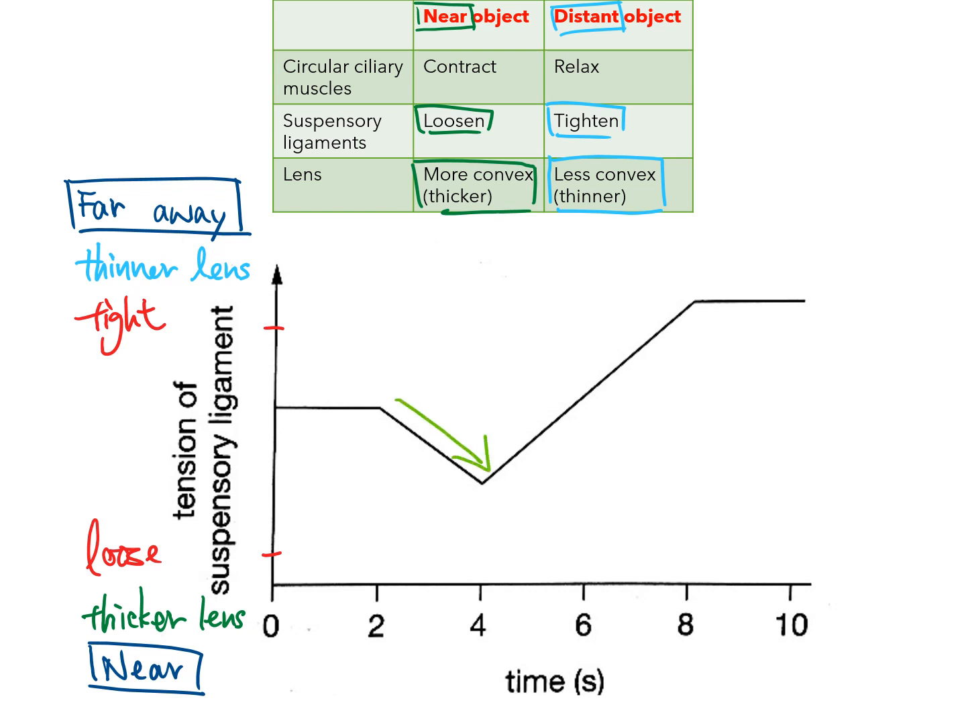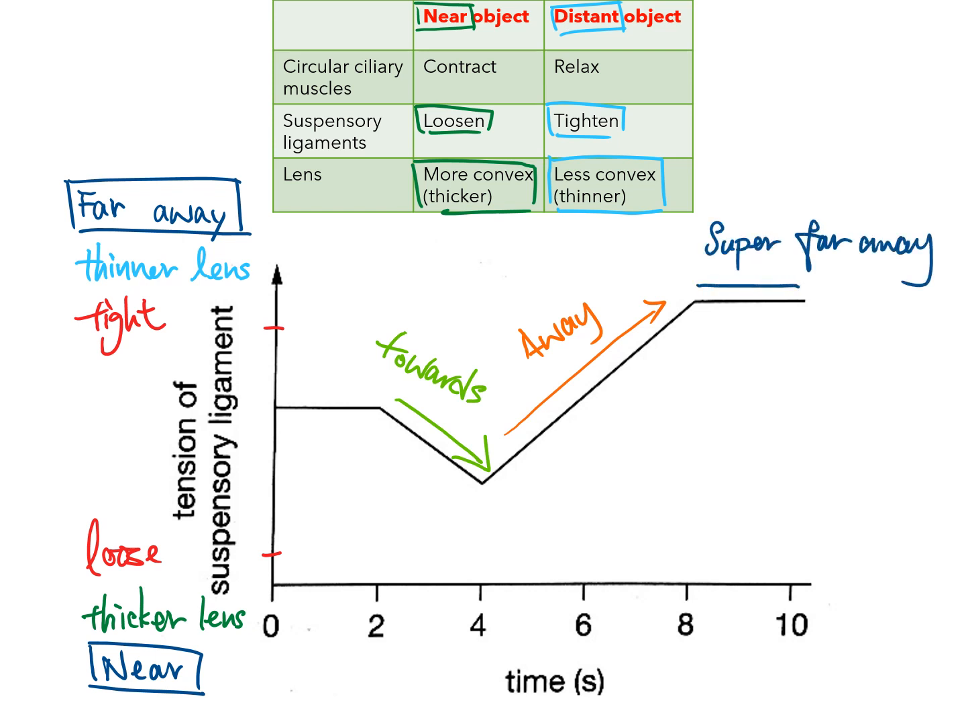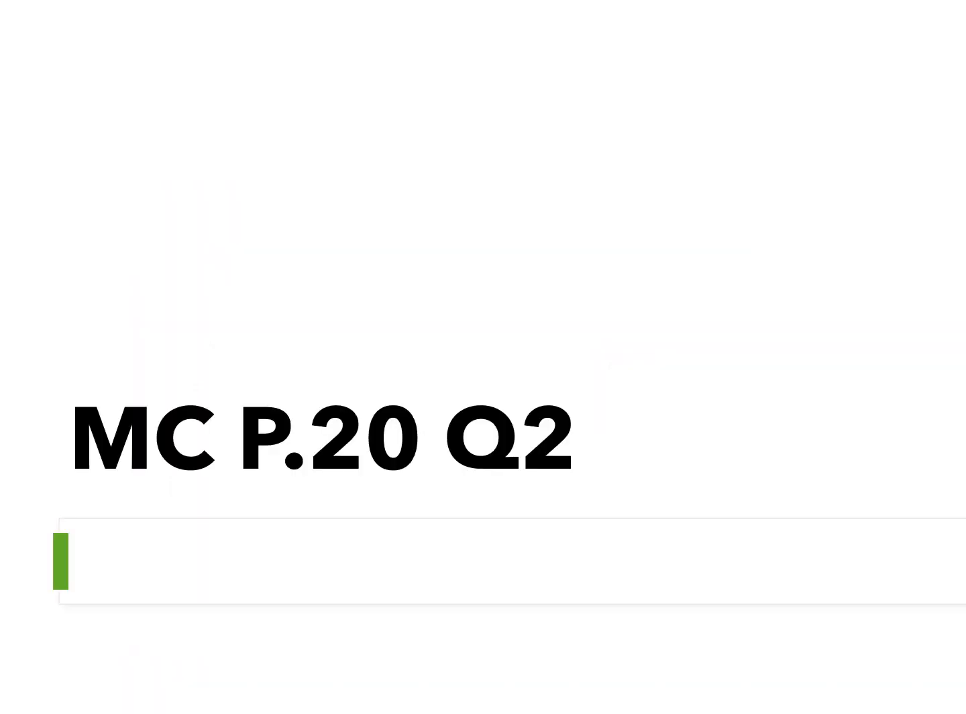From 2 seconds to 4 seconds, the object is moving towards you. From 4 seconds to 6 seconds, the object is moving away from you. From 8 seconds to 10 seconds, the object is super far away from you. Please go to page 20 of your textbook to finish MCQ question 2.